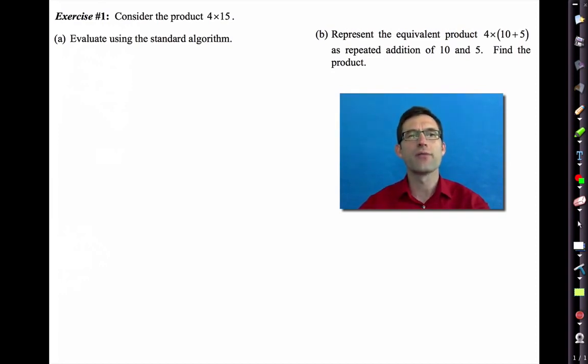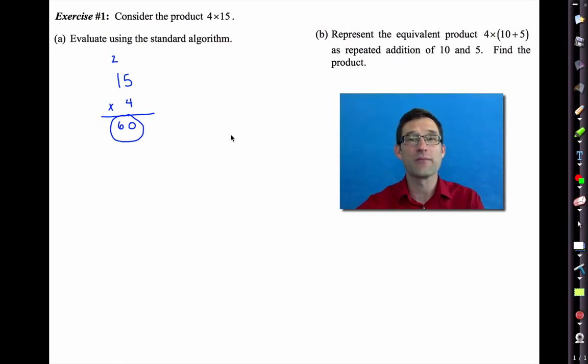It says, consider the product 4 times 15. Evaluate using the standard algorithm. All right, now, it may have been a little while since you've seen this, but let's do 4 times 15. The standard algorithm is that we first do 4 times 5, and we get 20. We write down the 0, and we put a little 2 up here. Then we do 4 times 1, which is 4, and then we add the 2, and we get 6. So we get a final result of 60. Now you may understand why that algorithm works, or you may not, right?